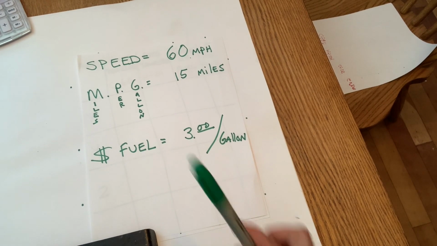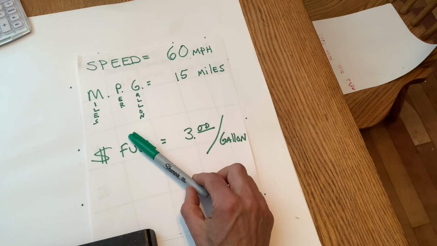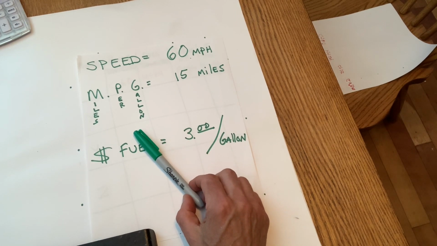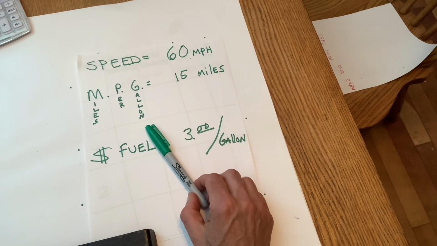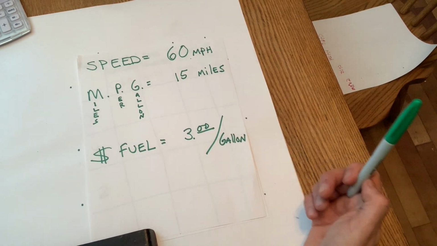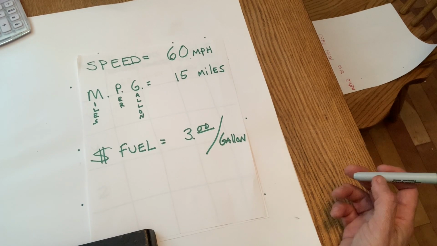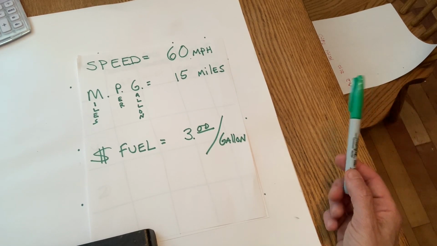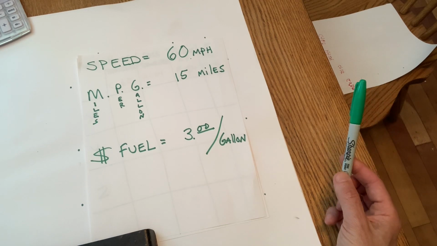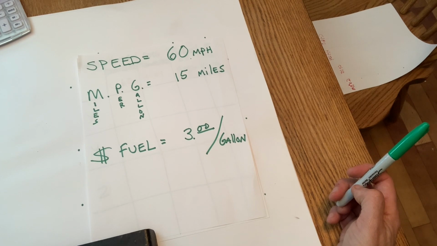The other bit of information you need for this vehicle is the mpg, which is the miles per gallon. In other words, if you put a gallon of fuel in your vehicle, or gasoline we'll call it, you'll go 15 miles. That's what your vehicle is rated at, an mpg of 15. If you were to put 2 gallons in your vehicle, you'd go twice that, or 30 miles.